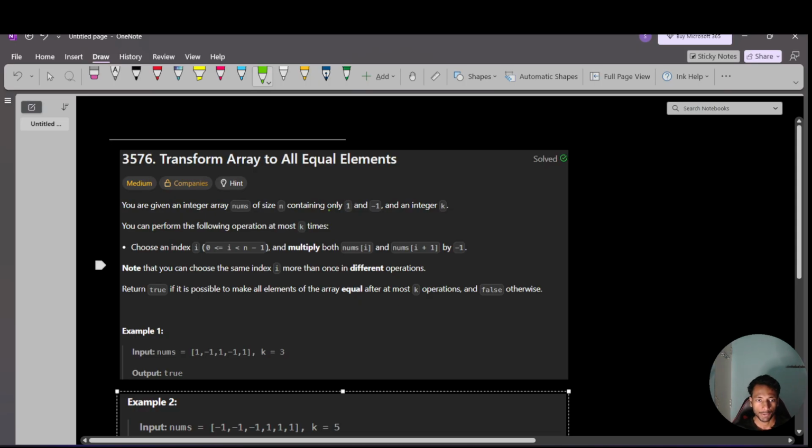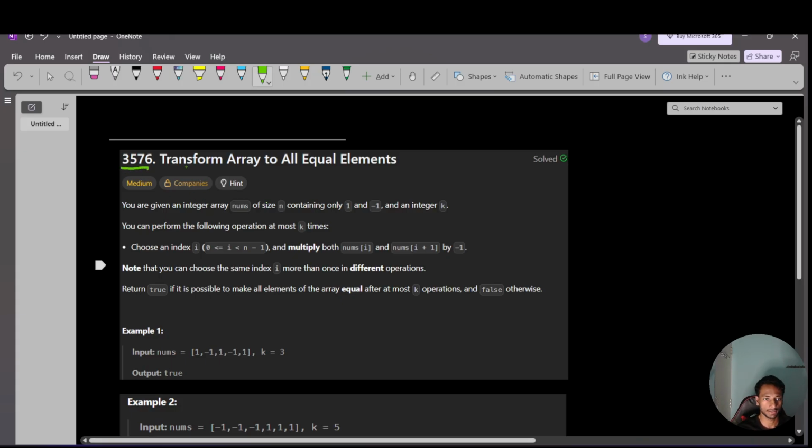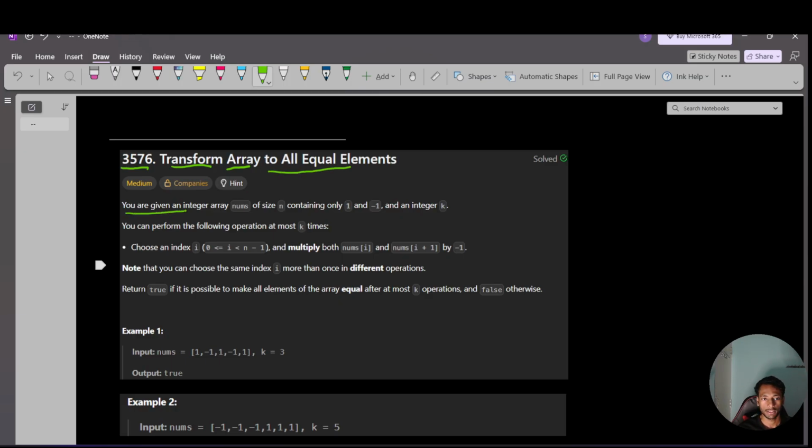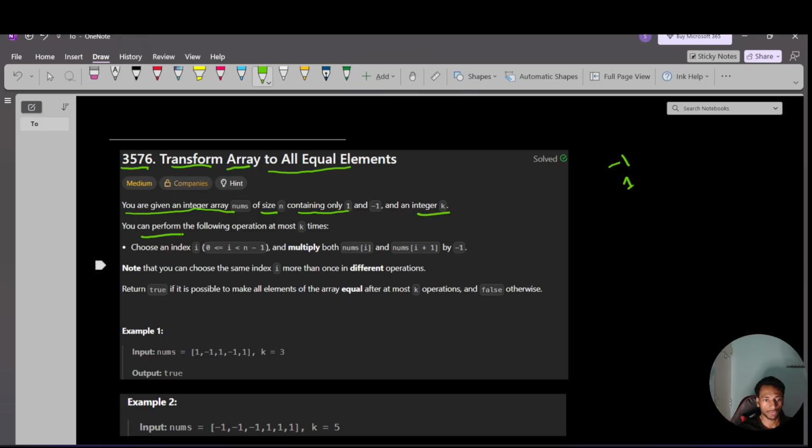So in this video, I am going to discuss LeetCode problem 3576, transform array to all equal elements. You are given an integer array nums of size n, containing only 1 and minus 1. These two numbers can be present in the input array nums. And an integer k. You can perform the following operation at most k times.